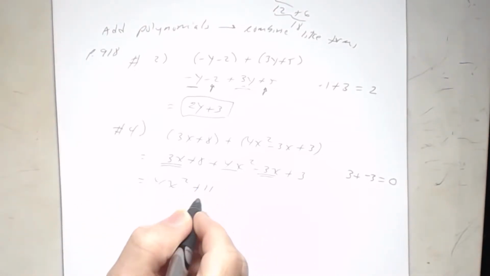0 times x is 0. All right, so I just leave that off. I don't worry about that term anymore because that's just 0. So leave it off. All right, and then the only thing left are the what? Constants. So what's 8 and 3? 11. So what's the answer? 4x squared plus 11. That's the answer.